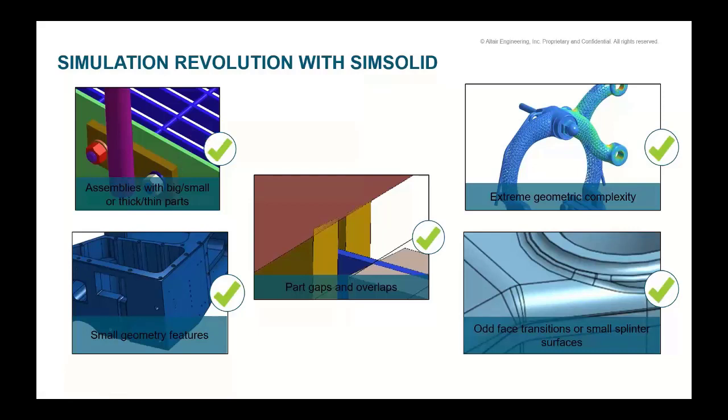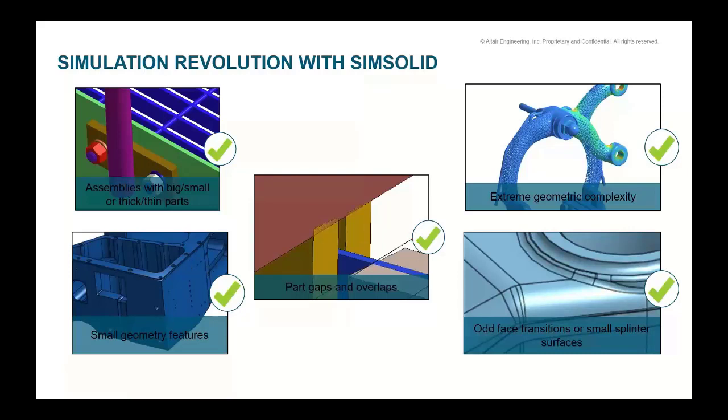Now, the way in which SimSolid works as well is that you can use it with an assembly of big, small, thick or thin parts. You're not just limited to looking at one type of result. You may have small geometry features inside your CAD itself, like pinholes or small fillet radii, and you can keep them all in. You don't need to take them out because they don't cause singularities in your results.